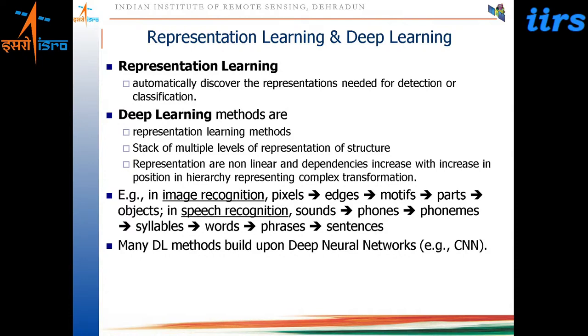In terms of an image, generally an image will have only a set of pixels. From the pixels, different edges will be created, and the edges that get interconnected will form a kind of motif. A motif is nothing but a small portion of connected edges, and when we combine them together, it forms a part.